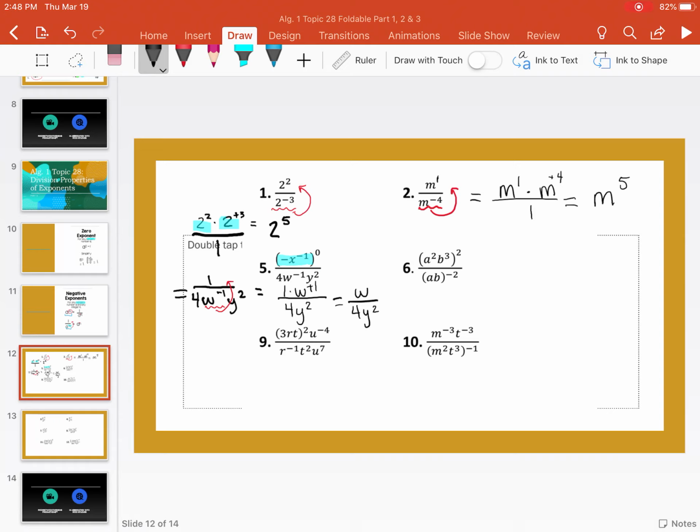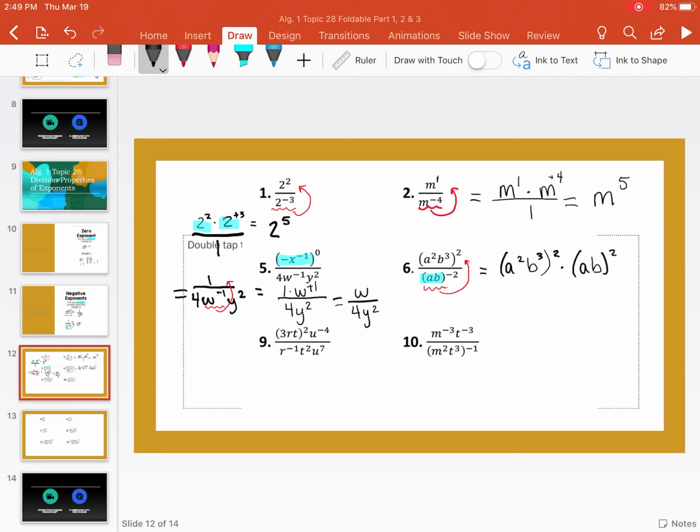Okay, if we talk about number 6 right here, this has a lot going on. Let's focus on our negative exponents first. So if we have our negative exponent, notice how it's this entire quantity that is raised to that negative 2. That means instead of just one variable, we're going to take all of them and move them up. So if we were to rewrite this, we would get a squared b cubed to the 2nd power times ab to the 2nd power.